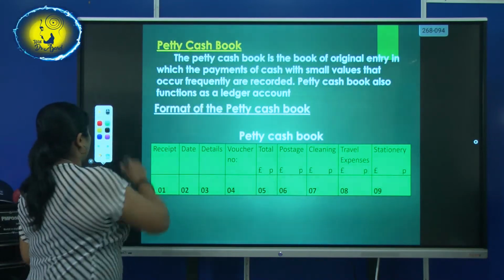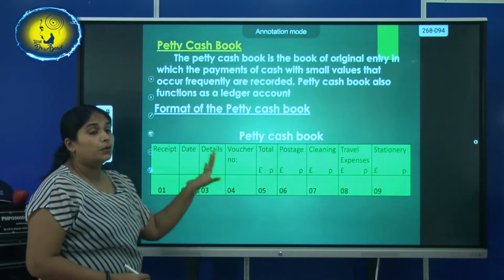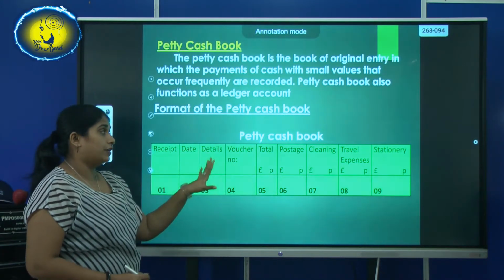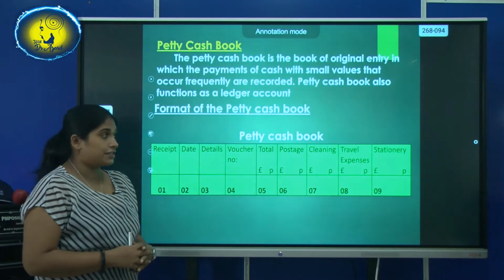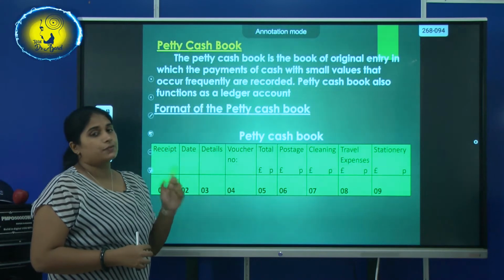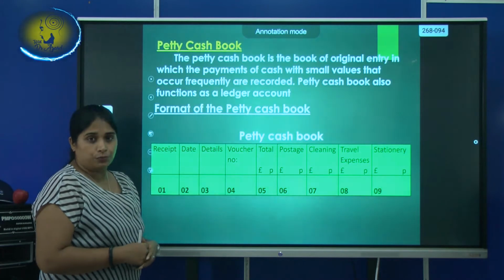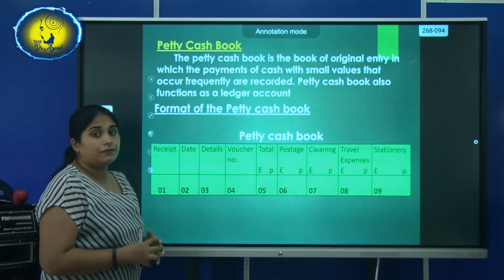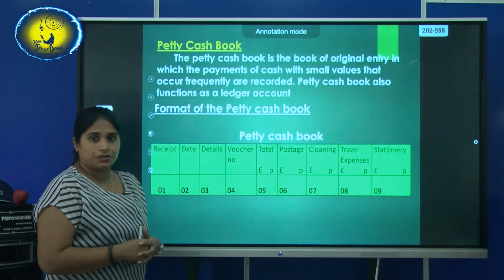We'll see here. Petty Cash Book also has a dual function. We have learned when we did Cash Book that Cash Book has a dual function. What is it? It works as a T account, that means a ledger account, as well as a prime entry book. So also the Petty Cash Book has a dual function as well. It works as a prime entry book as well as a ledger account.